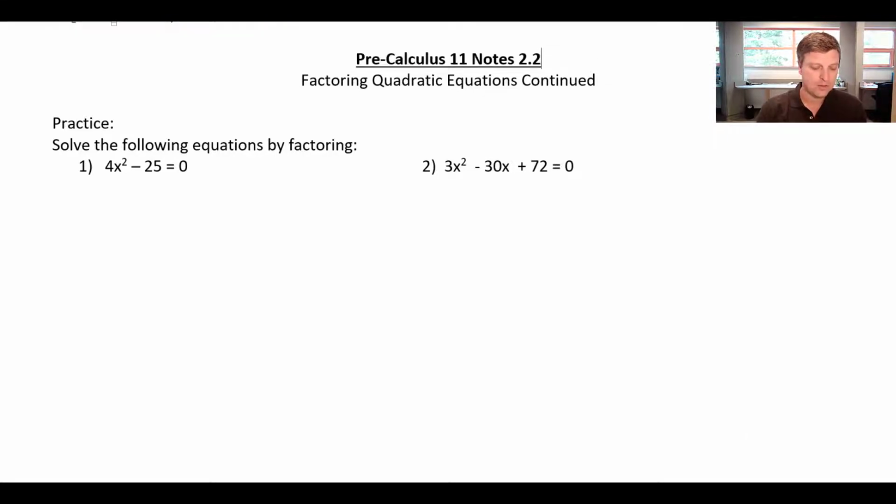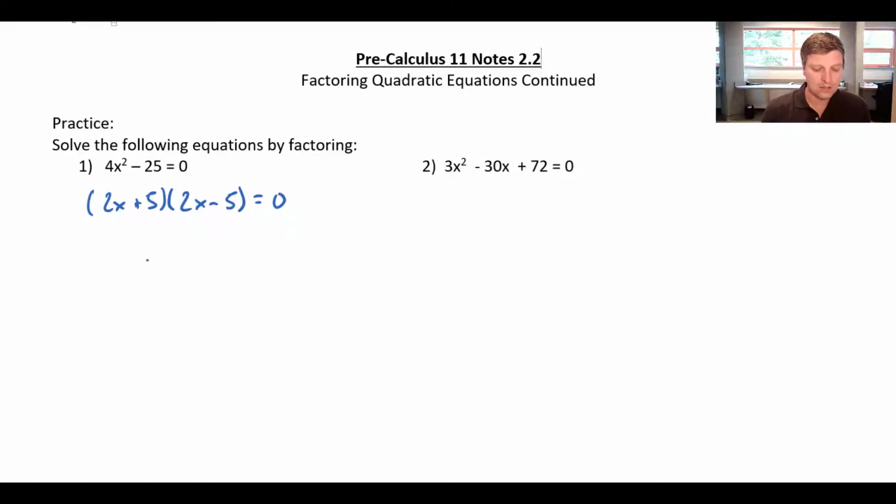So let's look at this first one here. We got 4x squared minus 25 equals 0. To solve this, to factor this, first thing I notice is this is that special case where I've got a difference of squares here. And so I can actually write this as 2x plus 5 and 2x minus 5. And of course, that's going to equal 0.